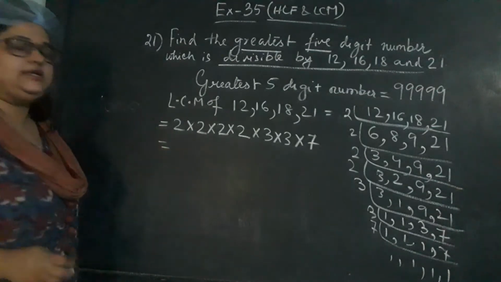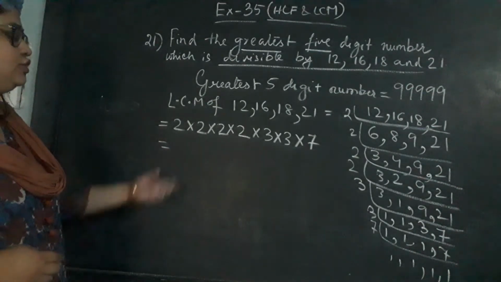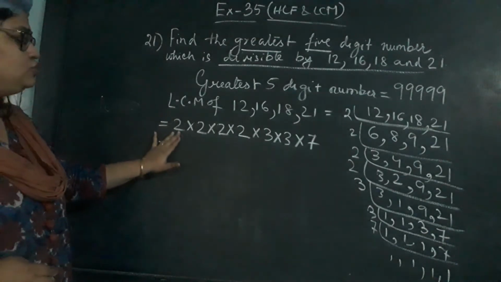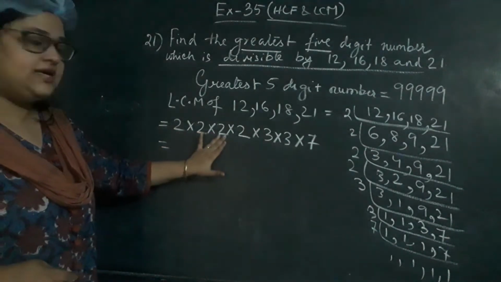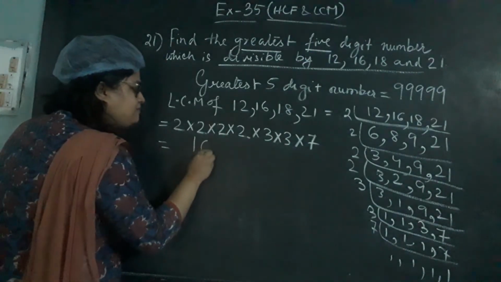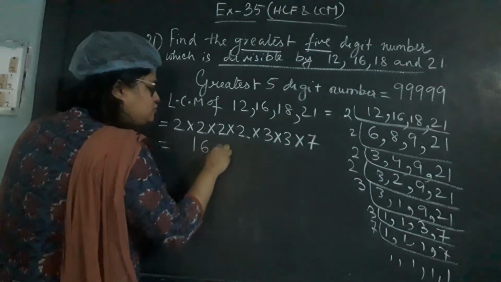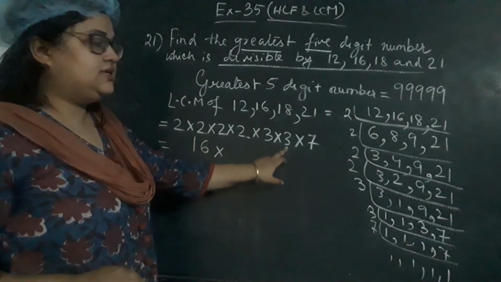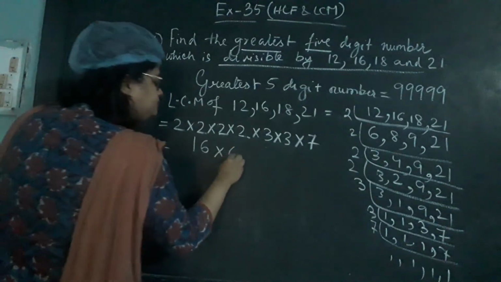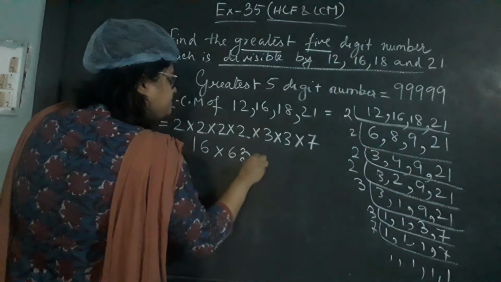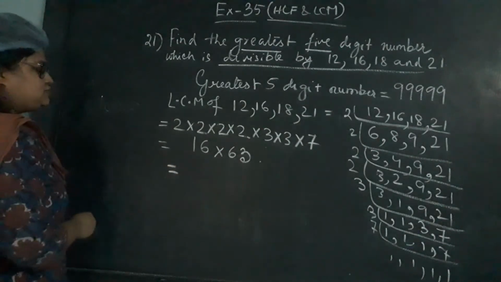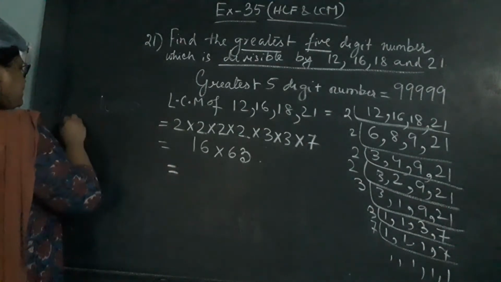So such a big multiplication, how will you do? You can do part by part. Like, check how I am doing. 2 twos are 4, 4 twos are 8, 8 twos are 16. So till 16 I am writing over here. Into 3 threes are 9, 9 sevens are 63. Now you multiply these two and get the result of the LCM.